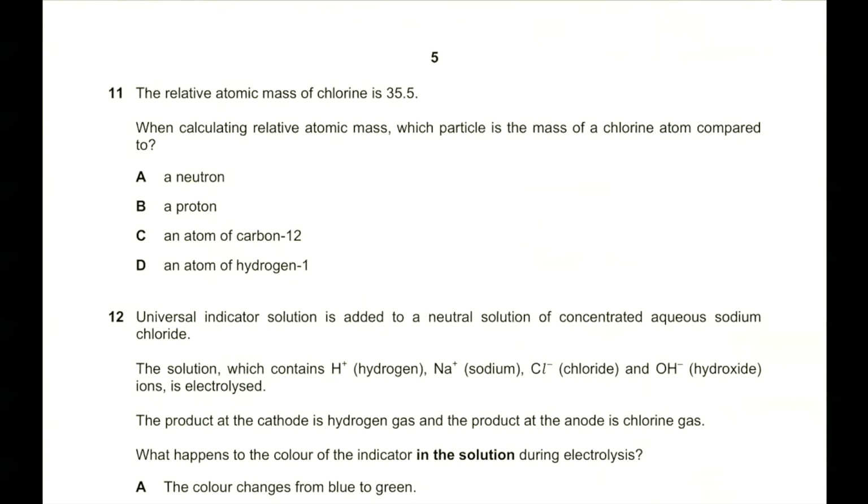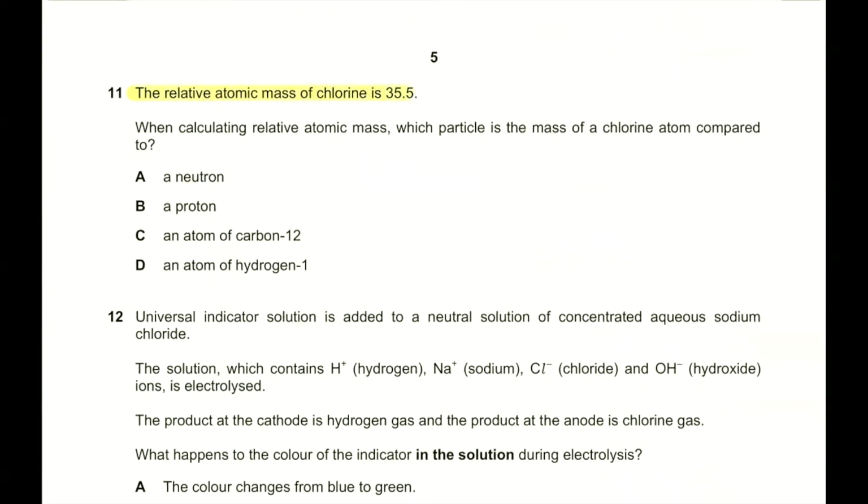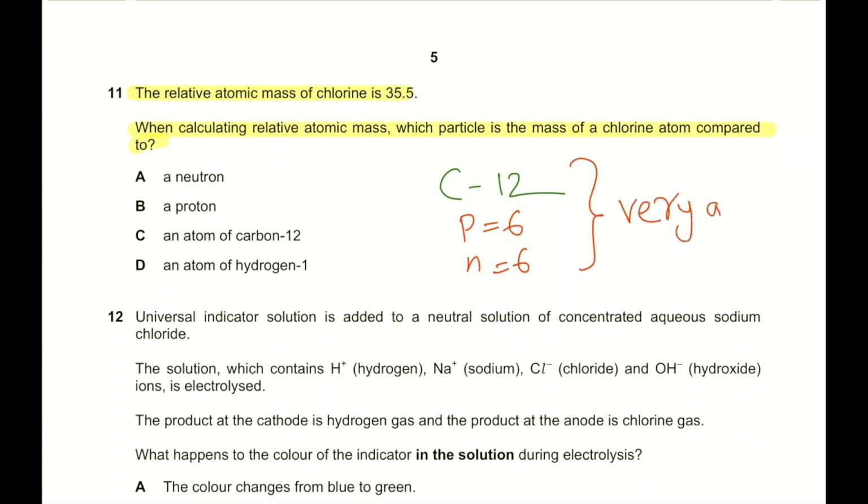Guys, moving on, question number 11. The relative atomic mass of chlorine is 35.5. When calculating relative atomic mass, which particle is the mass of chlorine atom compared to? So we want to calculate relative atomic mass. Now remember that when we want to calculate relative atomic mass, we compare it with an atom of carbon 12. Because an atom of carbon-12 contains exactly 6 protons and 6 neutrons. And it is also very abundant, so it can be used as a form of comparison. So C is the answer, an atom of carbon-12.